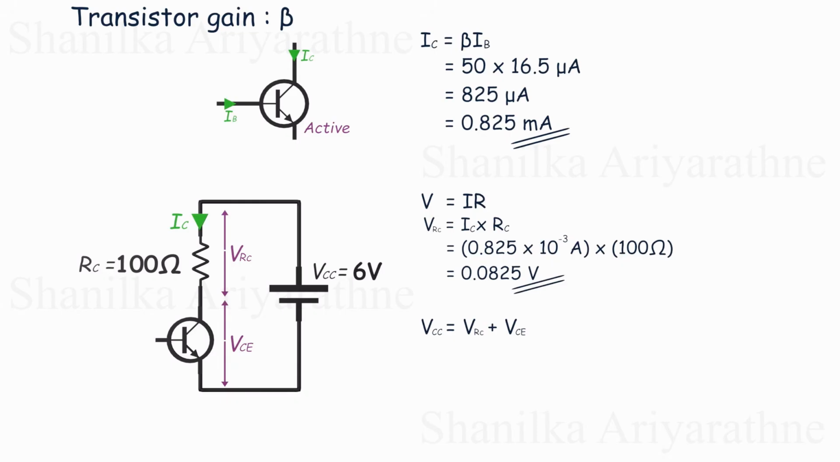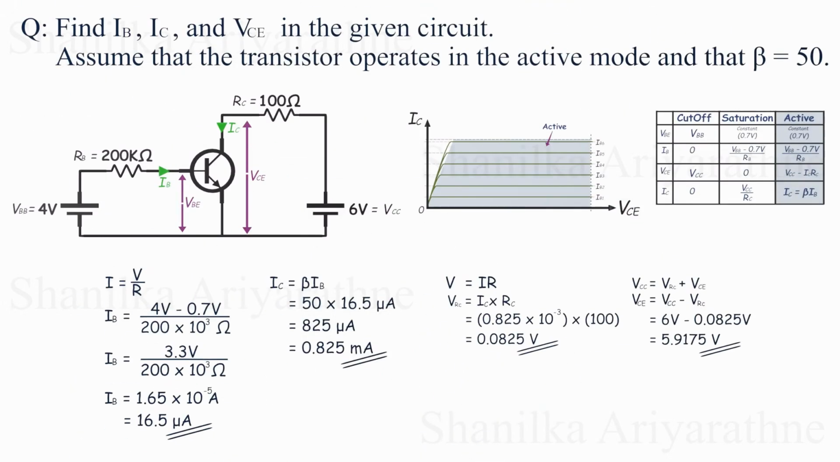Now we apply Kirchhoff's voltage law. VCE equals VCC minus VRC, that's 6 volts minus 0.0825 volts, which gives us VCE equals 5.9175 volts. So, the collector emitter voltage is 5.9175 volts. And just like that, we've completely solved the problem.